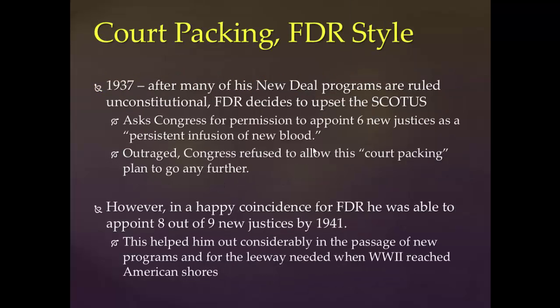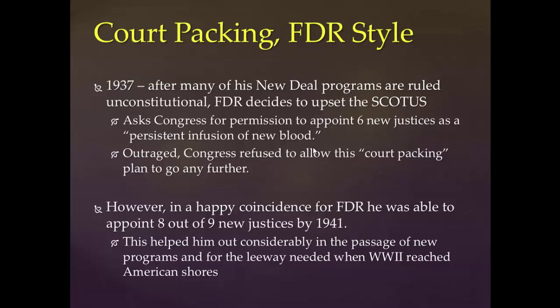So FDR now has gotten four blowbacks that we've talked about, and there's been many others that have come along. And basically, once the Supreme Court does this to him a final time, FDR decides that he is going to make things go his way, and he's basically going to upset SCOTUS. And when I say that, he asks Congress for the opportunity to appoint six new justices as a way to infuse new blood into the court.